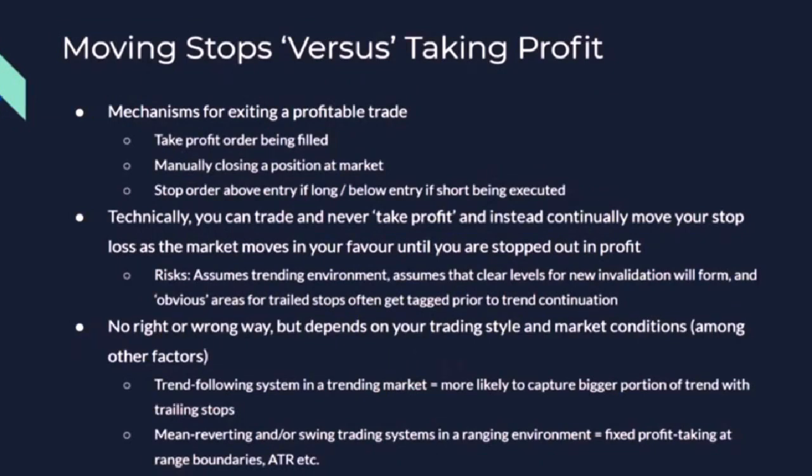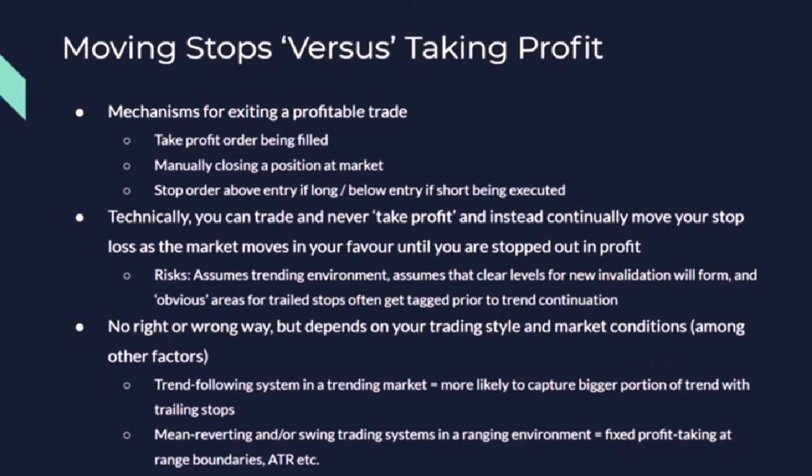Well, it assumes a trending environment, first of all. It also assumes that clear levels for new invalidation will form, which isn't always the case. And lastly, obvious areas for trailed stops often get tagged prior to trend continuation. We saw an example briefly, or an arguable example of that in the Bitcoin chart, but generally whenever you get very, very clean technical trends, higher highs and higher lows, there will often be some event, kind of a shakeout or even a deep trend retest, whatever you want to call it, which will knock those participants out of the dominant trend if they've been employing a very simple kind of trailing stop strategy, right?